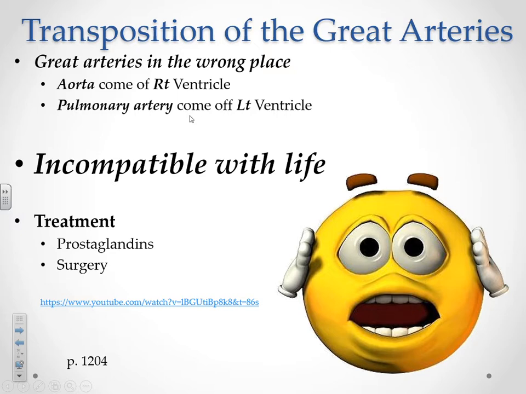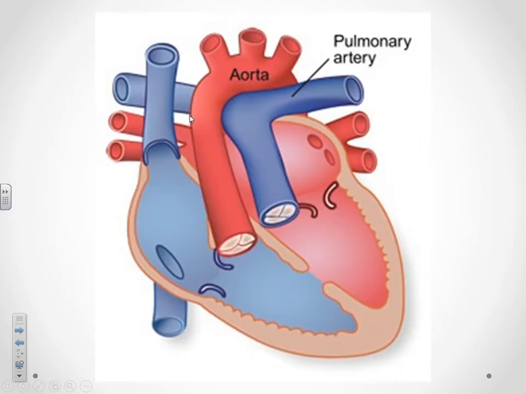The only thing that keeps the baby alive is the ductus arteriosus and the foramen ovale until they can have surgery. So what are you going to give this baby? Prostaglandin. And you're going to maintain them until they can have surgery. We can't cut the aorta and the pulmonary artery and switch them in the cath lab. So the only thing we can do is keep them alive with prostaglandin until they receive their surgery, and they're going to have surgery within the first couple of days of life. Very simple.